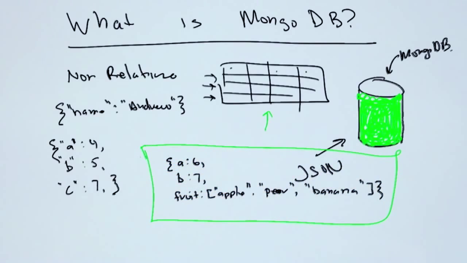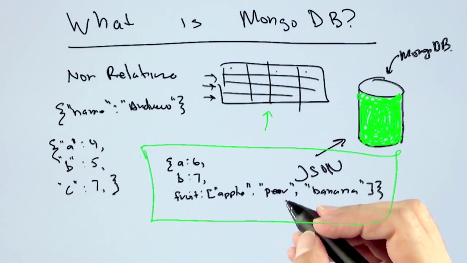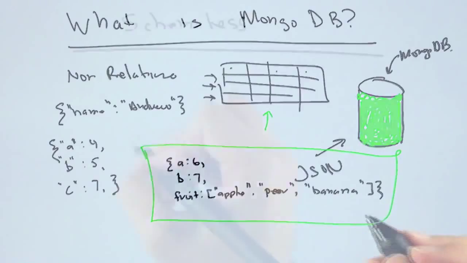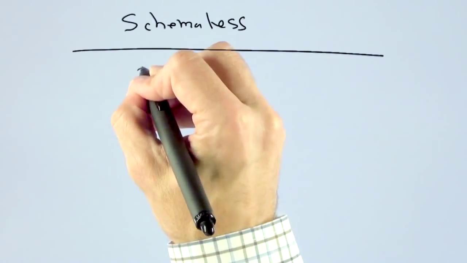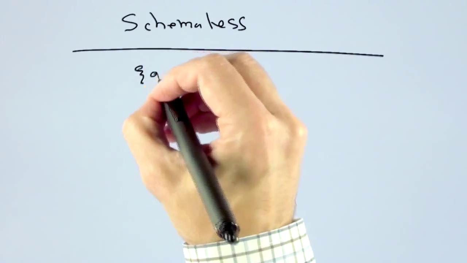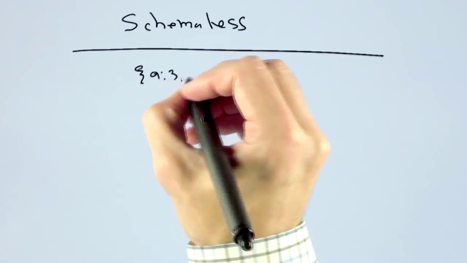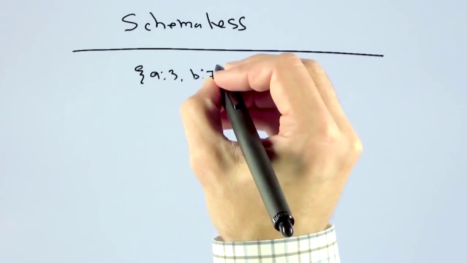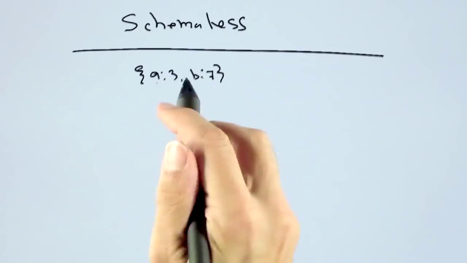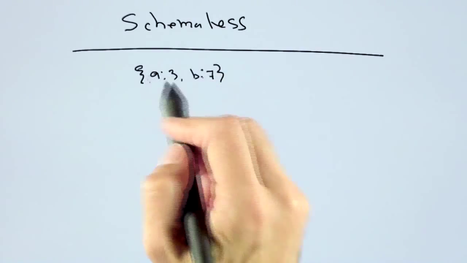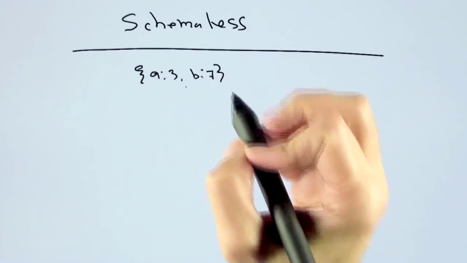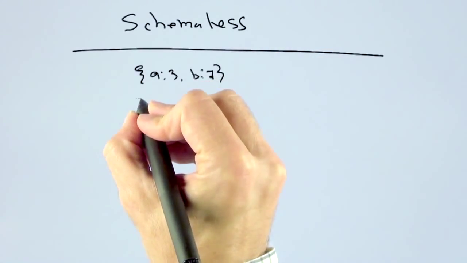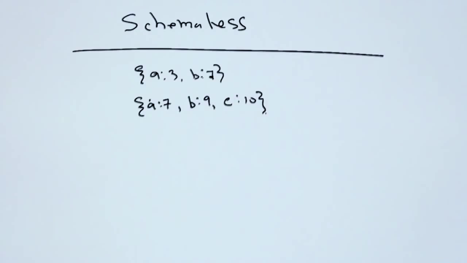Now there's another aspect of MongoDB that is interesting, which is that it's also schemaless. What does that mean? Well, schemaless means that two documents don't need to have the same schema. So you could store something in a collection that has the values A and B, and you can see here I've left off the quotes on A and B because they're not always needed, although it's safer to have them. And you can have another document in the same collection that has the values A, B, and C.